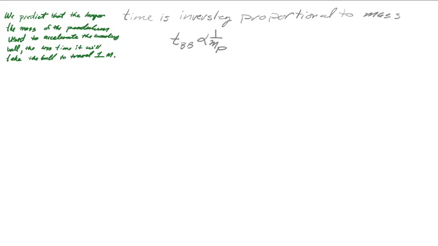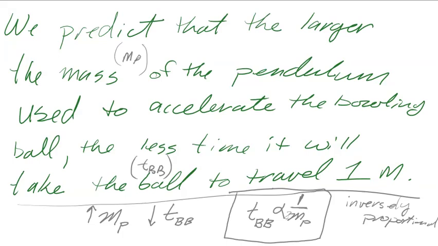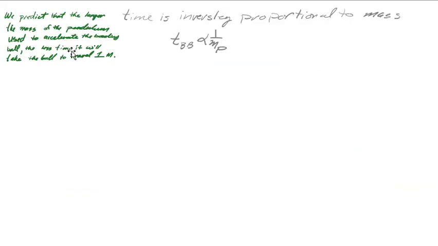Okay, this is a really important part, the proof of your prediction. So I just took this and I just shrunk it over here. We predicted the larger the mass of the pendulum used to accelerate the bowling ball, the less time it will take the bowling ball to travel a meter. And in the other video, I defined TBB as the time it takes the bowling ball to go a meter, and MP is the mass of the pendulum.